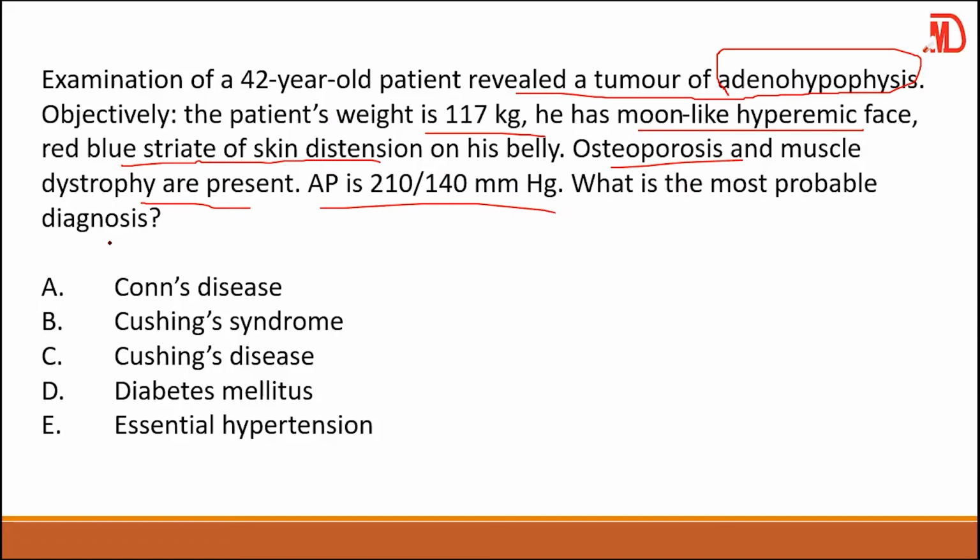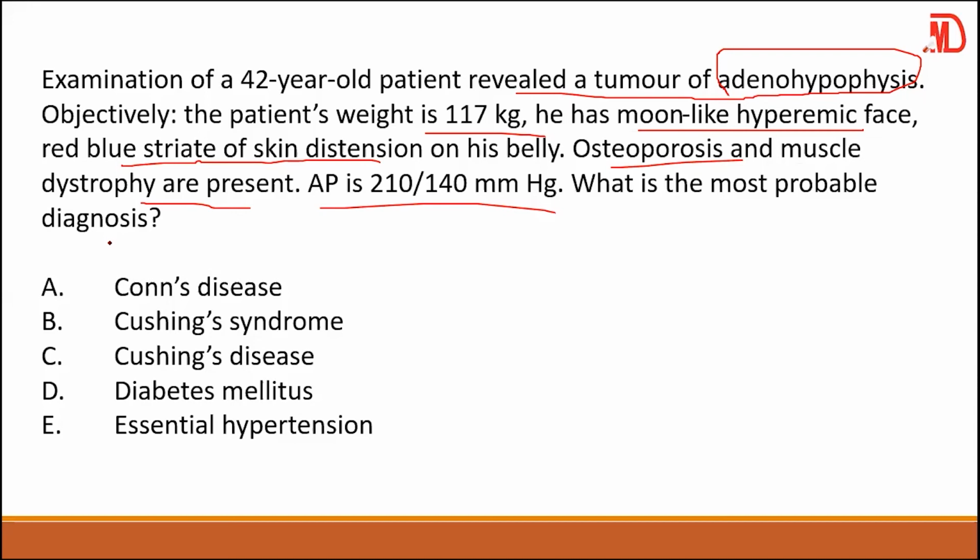Now over here, I know the confusion will be Cushing syndrome and Cushing disease, because definitely it's Cushing. My question is, what is the right answer? The right answer is Cushing disease. And I'll tell you why. Cushing disease is caused by a pituitary gland tumor. Now, Cushing syndrome is simply signs and symptoms of high cortisol level.